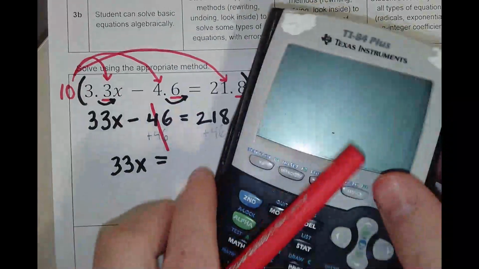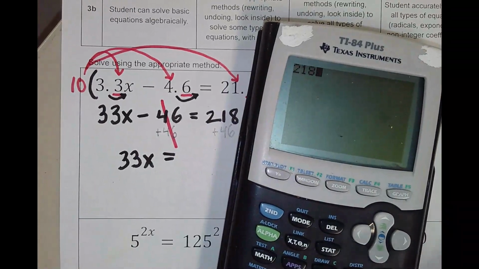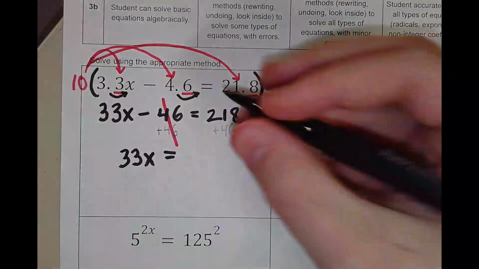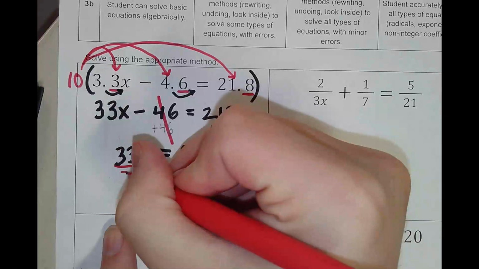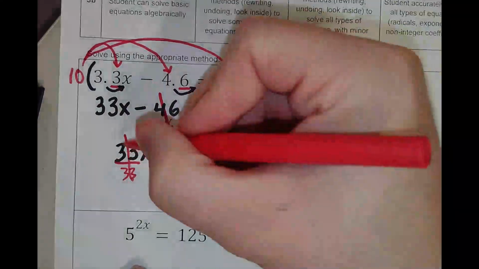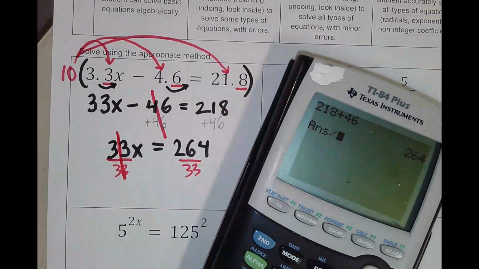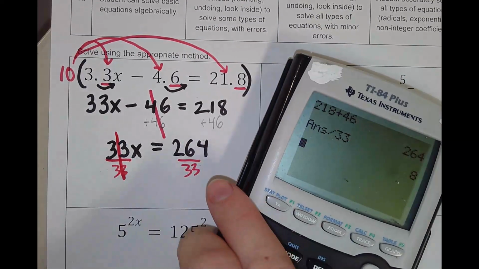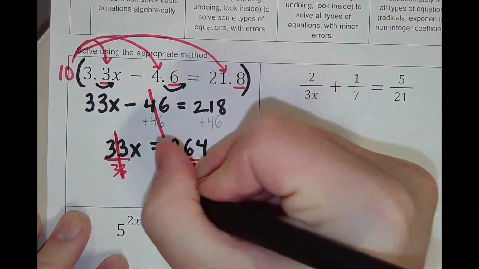Now in my calculator I can go ahead and punch this in. 218 plus 46 happens to be 264. Dividing both sides by 33 is going to give me my answer for x. Again, crossing it off. 264 divided by 33 happens to be 8. So our final answer for number 1, or the first question, is 8.